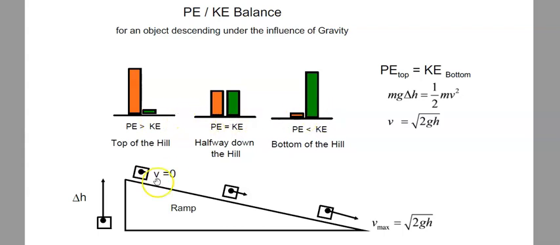In today's lesson, we're going to let this object slide down a ramp rather than free fall straight down. And we're going to see the path independence and the exchange between energy. All right, let's get started.